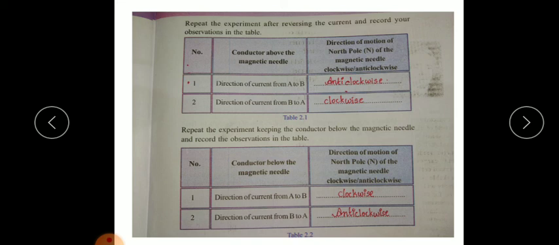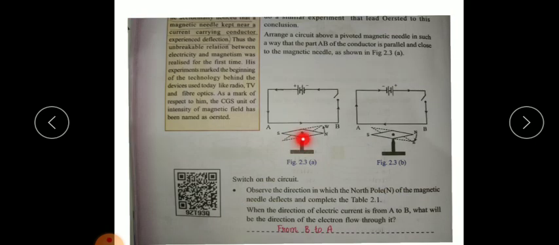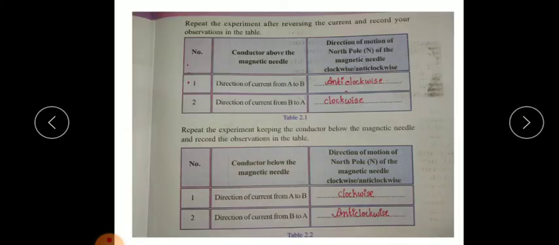In the next page, you can see one box. Whenever the current flows from the direction A to B, the direction of this magnetic needle will be anti-clockwise. Here you can see clockwise direction. So whenever the current flows from B to A, the direction of the magnetic needle is clockwise. So write the answer here itself.